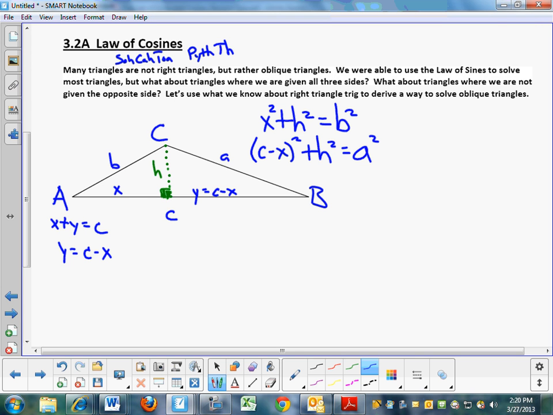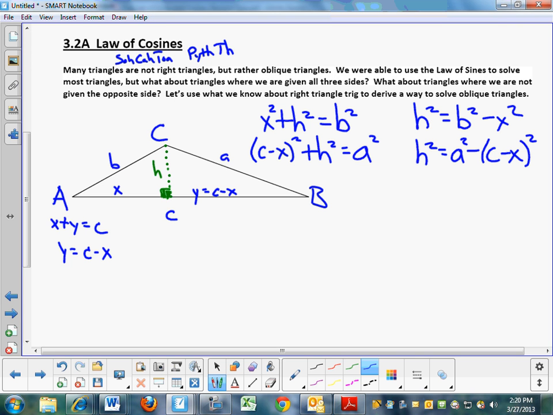H squared. Let's solve for h squared in each situation, and then we'll be able to substitute. H squared is equal to b squared minus x squared, and h squared is equal to a squared minus c minus x quantity squared. Everybody okay with that step?